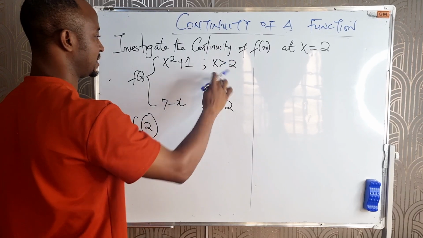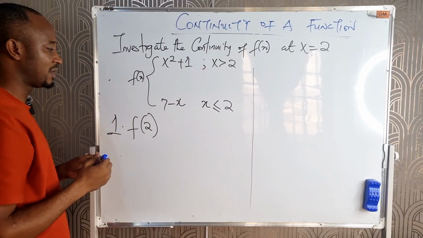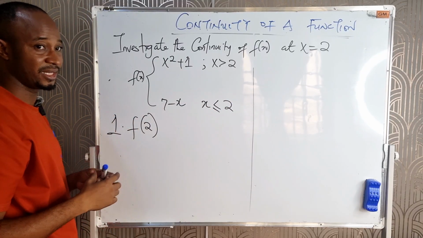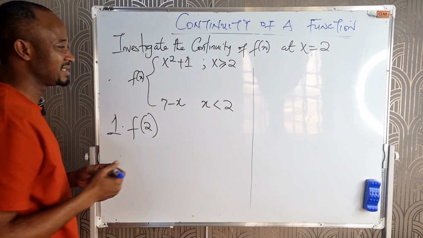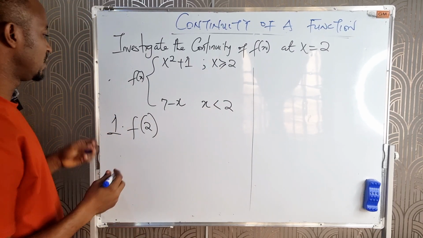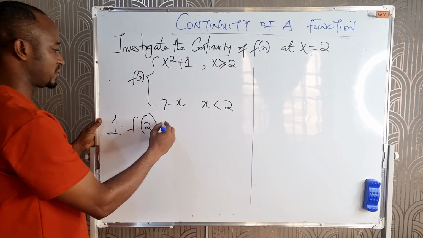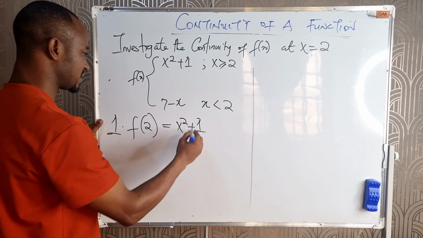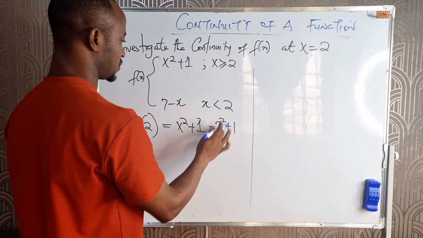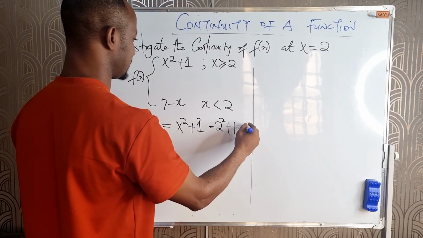Suppose this sign is here, it simply means I will use this function to define f of 2. But it's the reverse of this. So we are told that x is greater than or equal to 2. To define f of 2, we have to use x squared plus 1, and that will give us 2 squared plus 1. 2 squared is 4, plus 1 is 5.